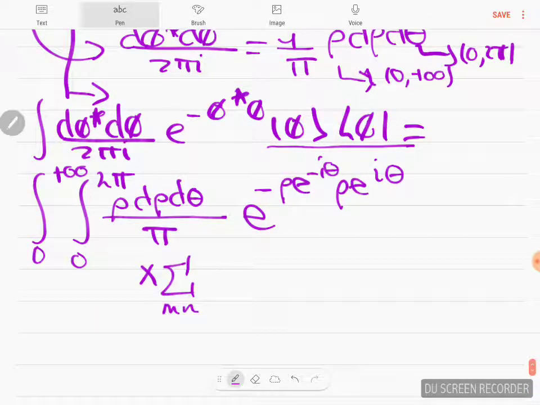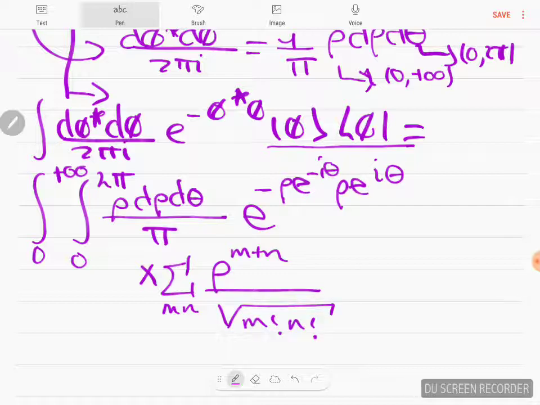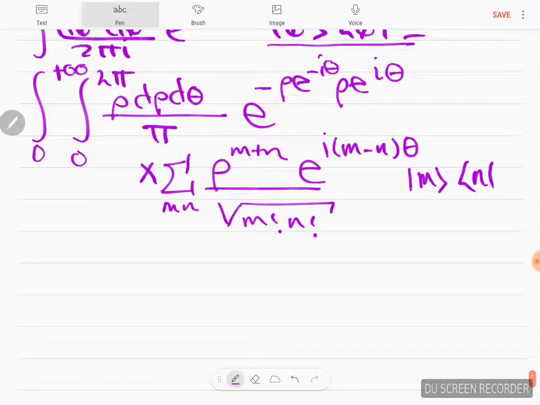Summation over m and n of rho to the m plus n divided by the square root of n factorial, e to the i(m minus n) theta, times |m><n|. Then we can compute this integral. We can continue in the computation of this integral, and we will do the following. So these two exponentials go away.